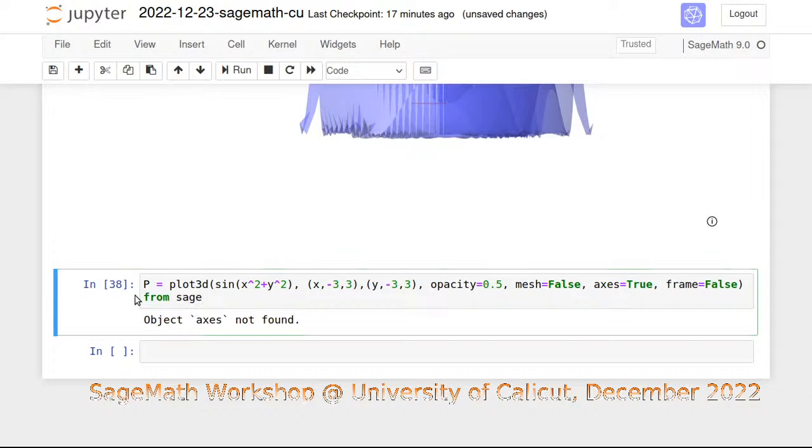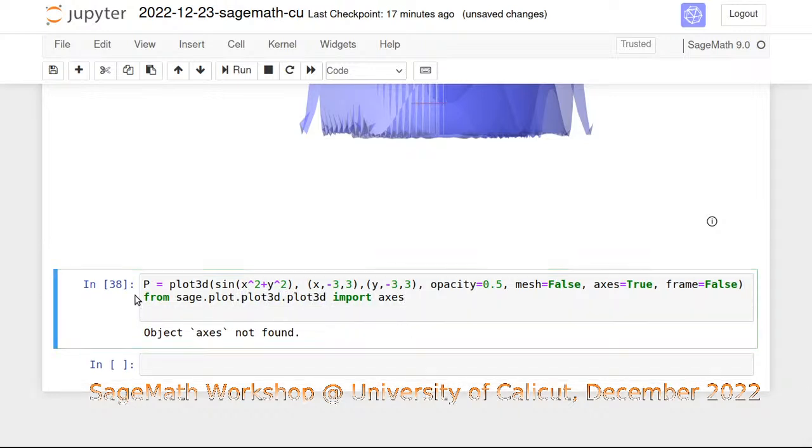From sage.plot, it's a big library, sage.plot.plot3d. By this command we mean from the Sage library, inside that there is a library called plot, inside plot there is a library called plot3d, inside that again there is a library called plot3d, and import axis from that. Let us see the effect of this.